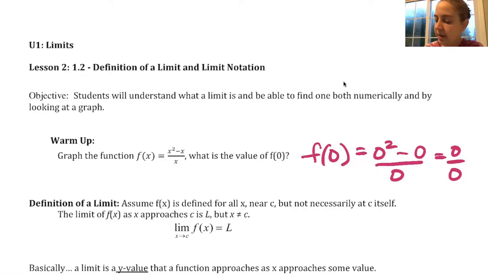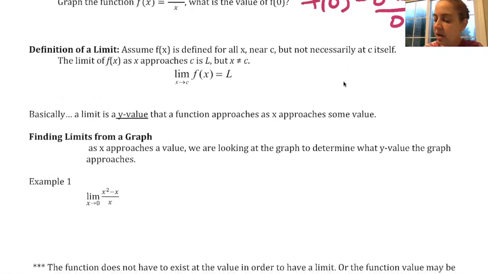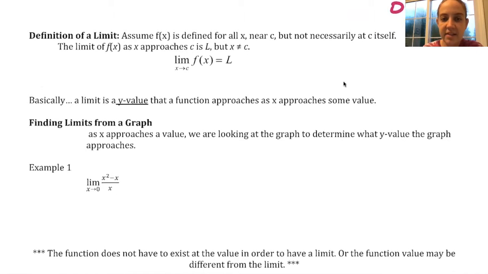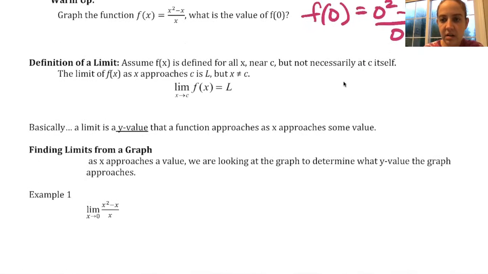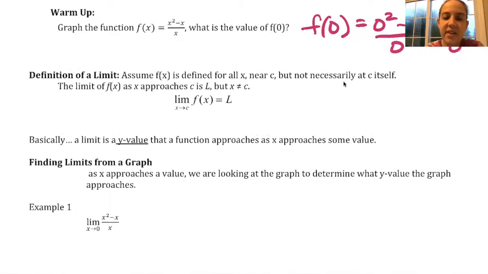So what is a limit? The definition of a limit. Assume that f of x is defined for all x values near c, but not necessarily at c itself. The limit of f of x as x approaches c is L, but x is not equal to c. So the limit as x approaches c of f of x equals L. That's really wordy. That's really mathy. But after a few examples, I think you'll see what's going on.